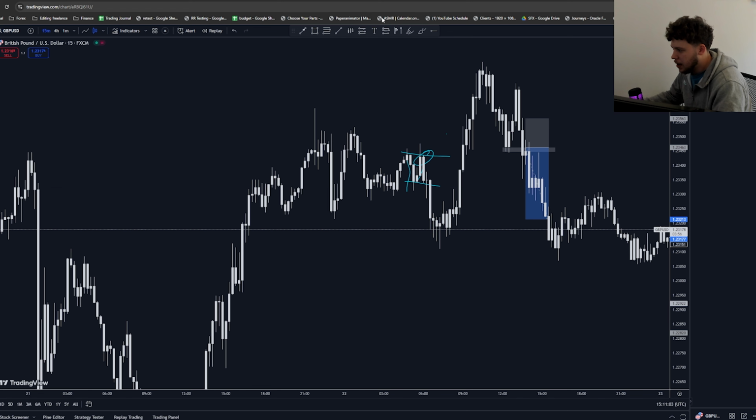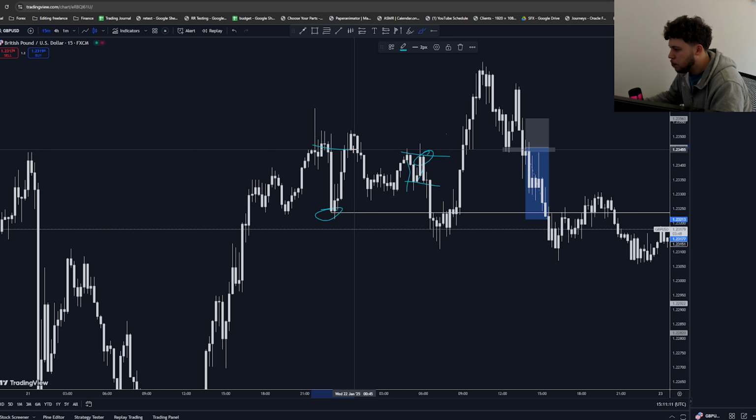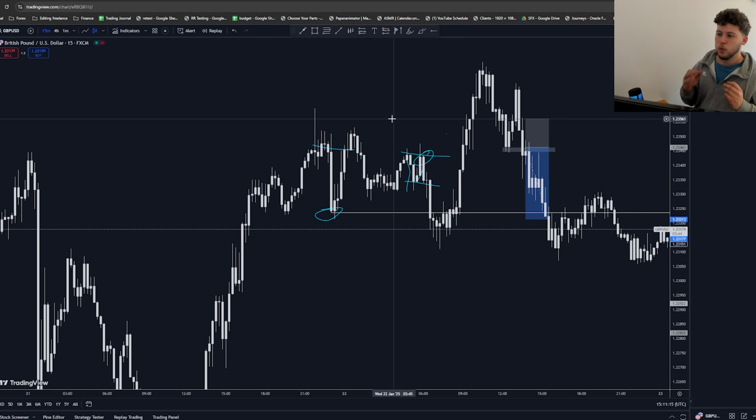We then drop down, and what do we do? We break a low. Why is this low important? Well, this low was responsible for breaking this high, okay? So you need to look at which lows and highs are breaking structure. So that's the next thing. Look at the ones that are breaking structure.